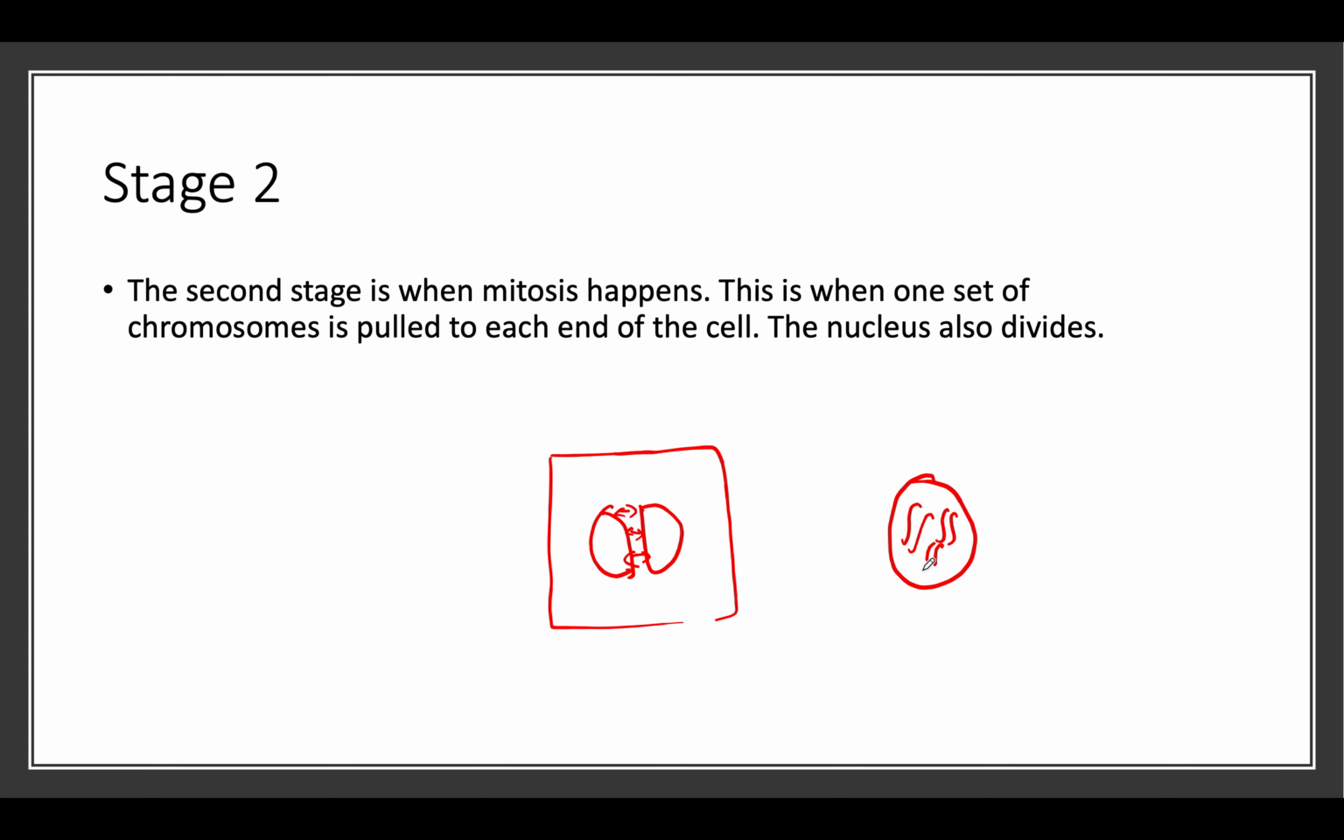So first of all we had the chromosomes like this, and in our new cell the chromosomes will be pulled apart. So we'll draw an imaginary line over here. The chromosomes will be pulled, so two of each, for example. So they will be pulled and they will move to each end of the cell, and that's stage 2 of mitosis.